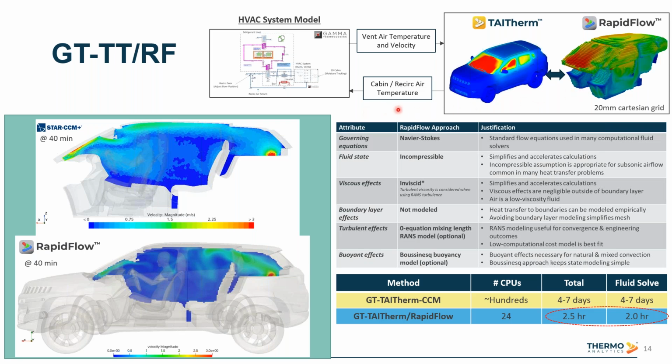In this workflow, you can see here above, we're coupling GT and TAITherm rapid flow, where TAITherm and rapid flow are both integrated within TAITherm. Basically, the GT HVAC model is supplying the transient vent boundary conditions to TAITherm. You can see the simulation speed comparison here in the table. The 3-tool coupling method, when run on hundreds of cores, will take something like a week. It depends on your specific cluster. While the rapid flow solution took only a few hours.